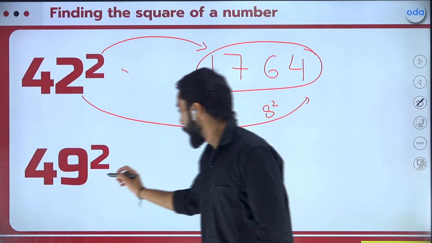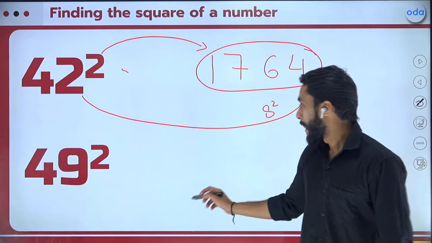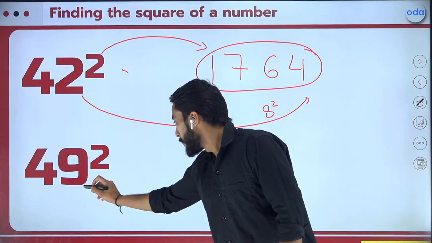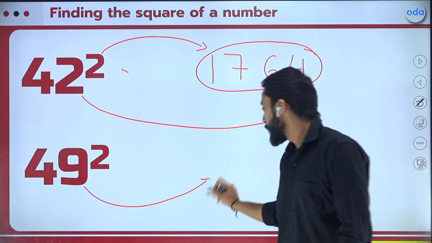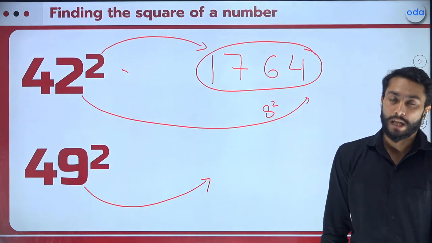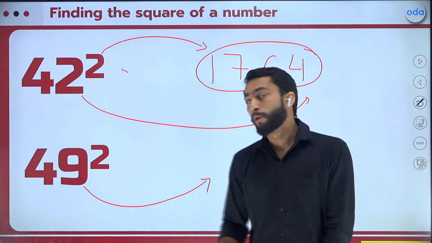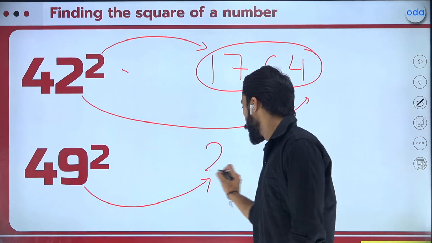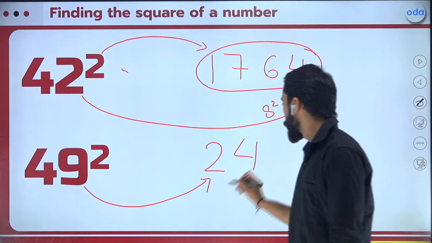Let's have a look at this one. This is a tricky one, by the way. Have a close look here. 49 square. How far is this number from 25? Gives you the first 2 digits. How far? It is 24 away. Correct? So 24 are the first two digits.